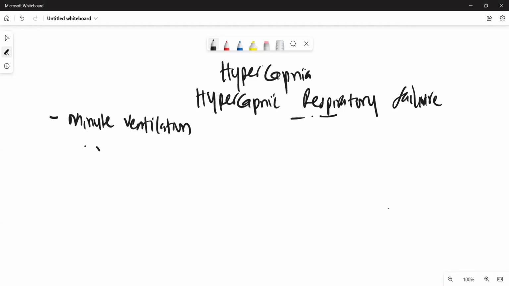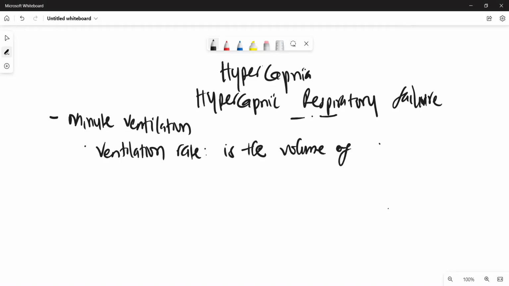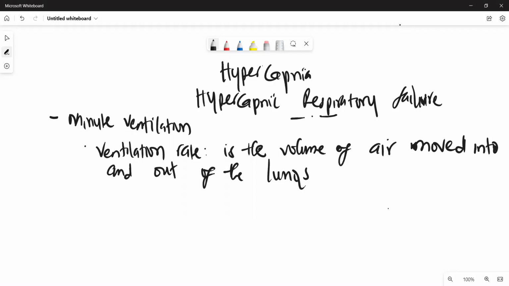So when we look at the ventilation rate, by definition, ventilation rate is the volume of air that moves into and out of the lungs per unit time. So that will be our ventilation rate, right?